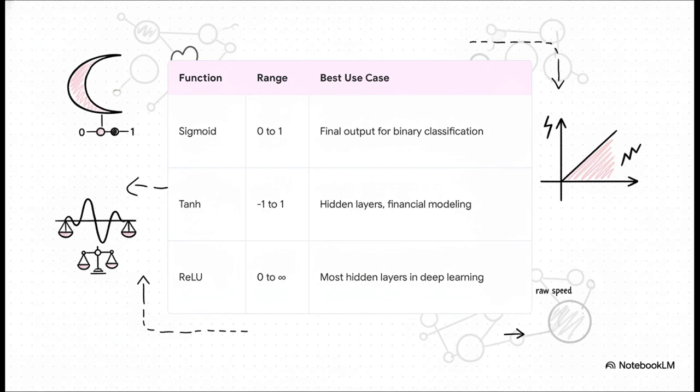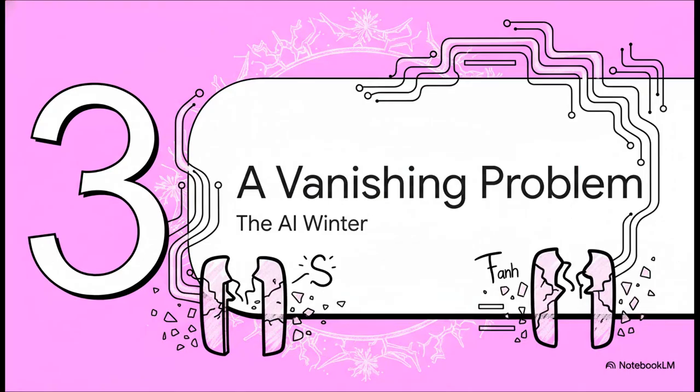Each of these gatekeepers has its own special job, right? You use Sigmoid at the very end when you need a clear probability. You might use tanh in the middle layers when you need to handle those balanced positive and negative signals. And for pretty much everything else in modern deep networks, you use ReLU, all because of its raw speed and efficiency. But it wasn't always this way.